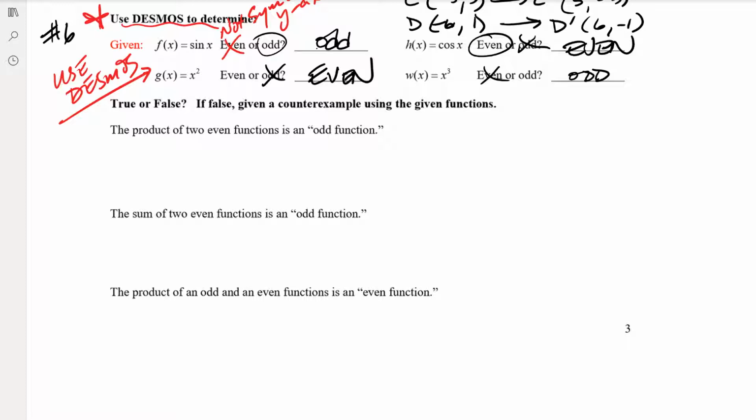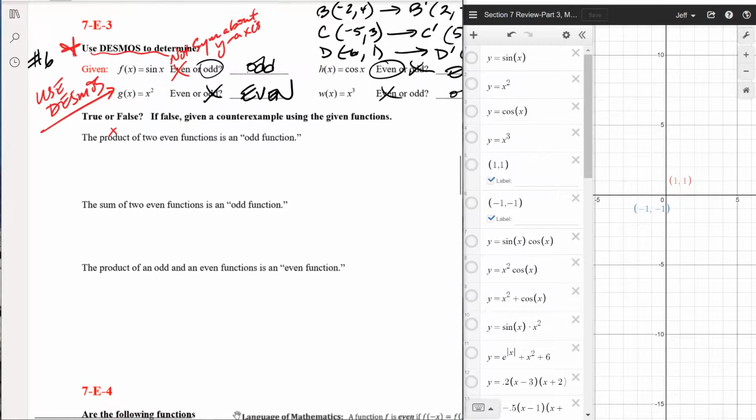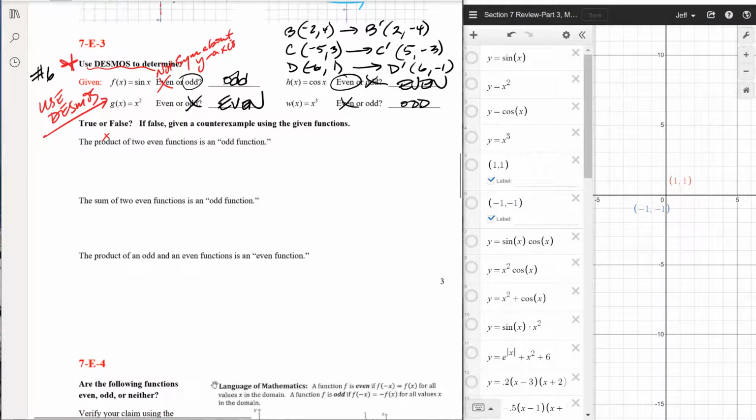Okay, it's the product of 2 even functions. Product meaning times. If you multiply 2 even functions together, do you get an odd function? Okay, so let's take some even functions. Let's take x squared and cosine x, and let's multiply them together. All right, so we want to use Desmos to play with this idea. So product of an even times an even, is it odd? Okay, so let's do that.